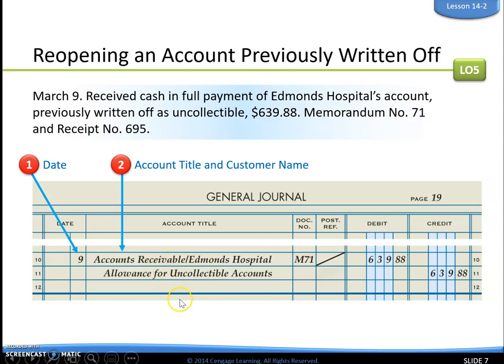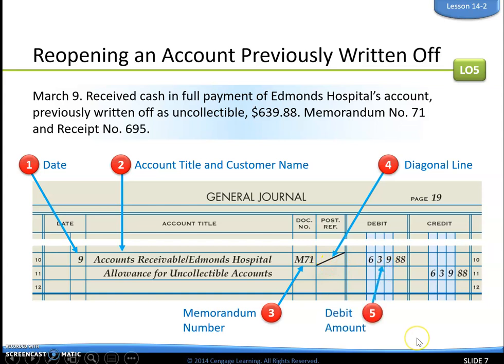So we're debiting accounts receivable, Edmonds Hospital. Our memorandum is in there. For that post reference, we're going to put that slash in there to show that we're going to be posting that number 2 times. Then we have our debit, and then we're going to credit allowance for uncollectible accounts.